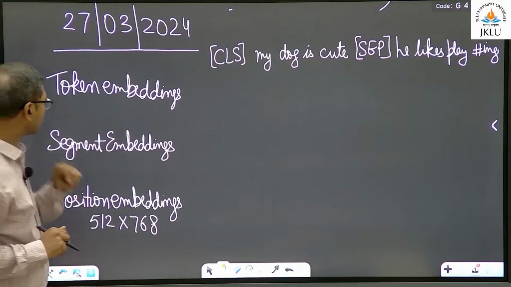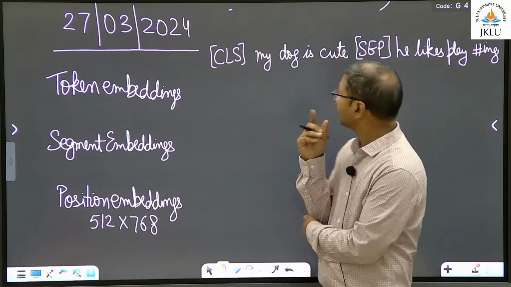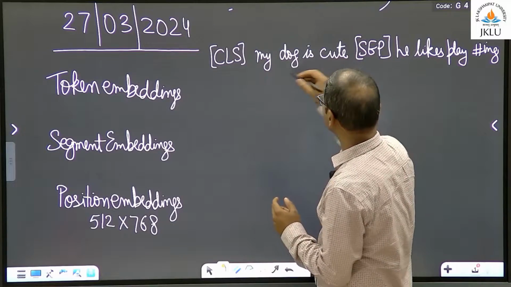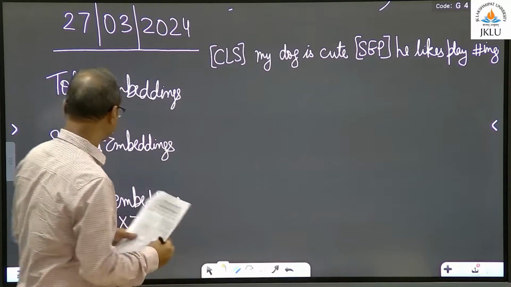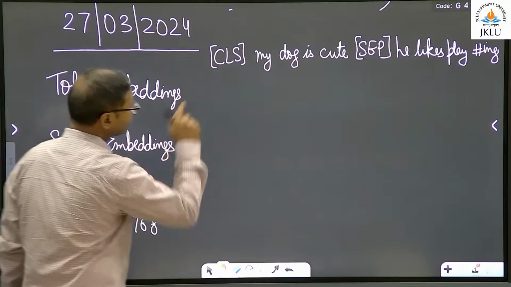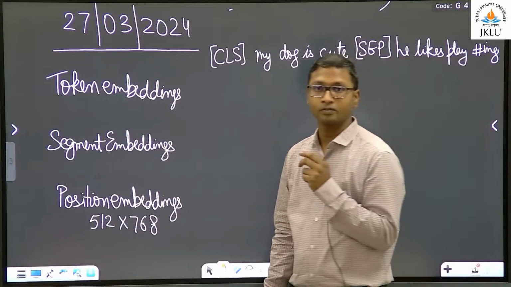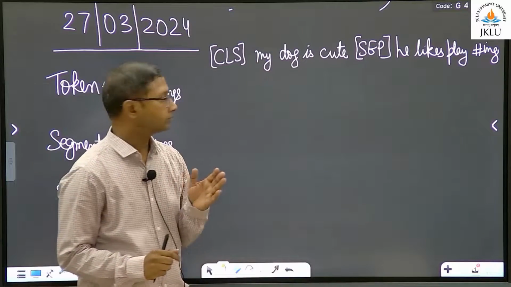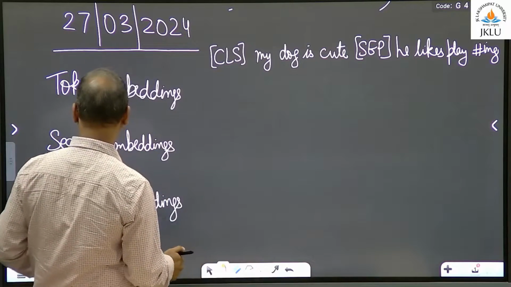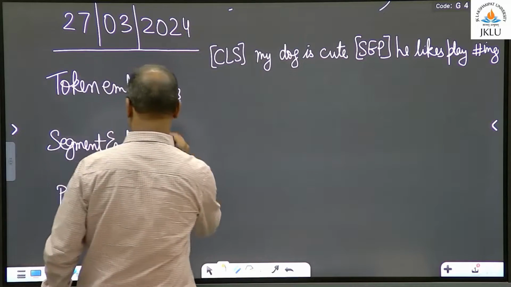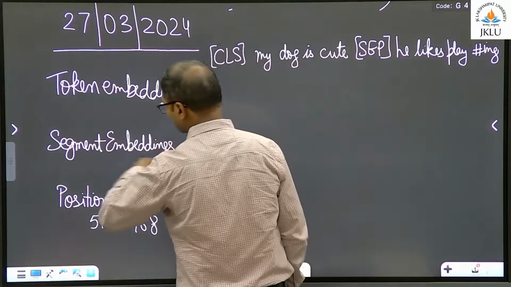What about segment embeddings? So this is segment 1 for BERT. Okay. So this will be segment. How many segments will BERT have? Two. Okay. So let us keep them here. If there are two segments, what will be the dimension of these segment embeddings?